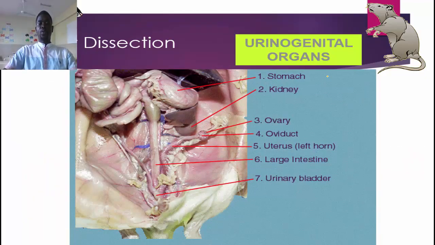So in the exam, if you are asked to display the urinogenital system organs of your rat, if it's a female, you are expected to display all the structures here, as I've said before. We expect you to display the kidney, the ovary, which is right here, and the uterus, which is the left horn. Of course, we have the other side here, which is the right horn. We have the large intestine, and we have the urinary bladder. Plus, down here, we have the ureter, which goes all the way out through the vagina. So this is the general structure of urinogenital organs or urogenital system of a rat.